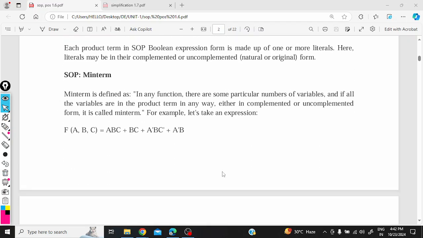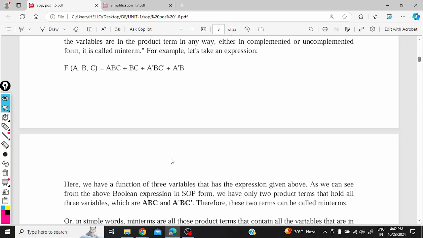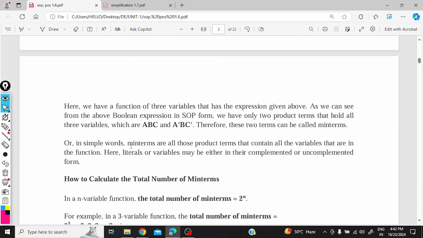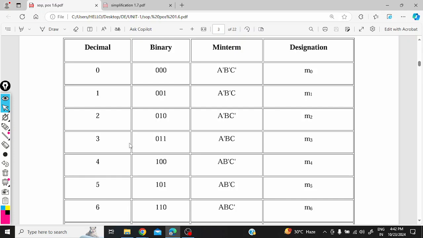Now, these product terms in sum of products are called minterms, and minterms are generally represented using ones. What that particular thing is, we'll check in the next session, but currently we'll see how these minterms are represented using sum of products. Let us calculate the minterms.